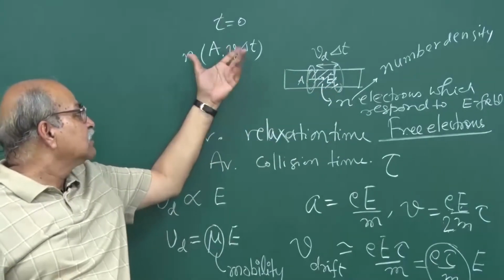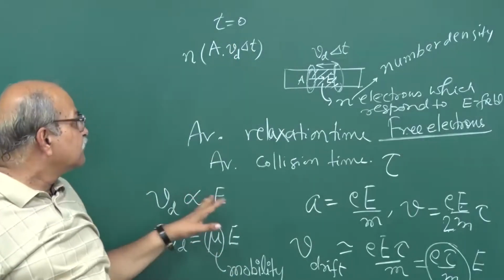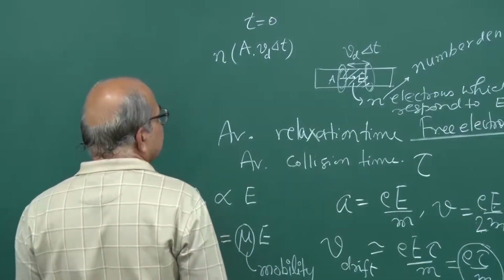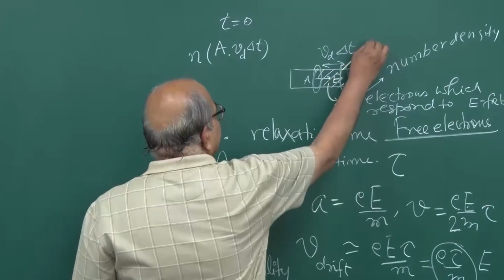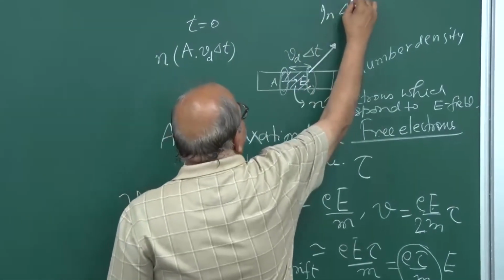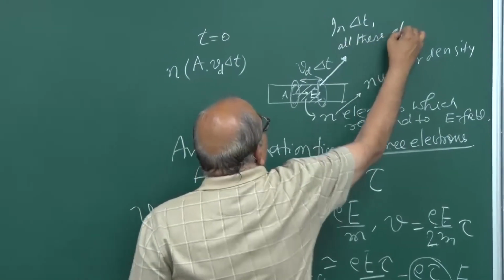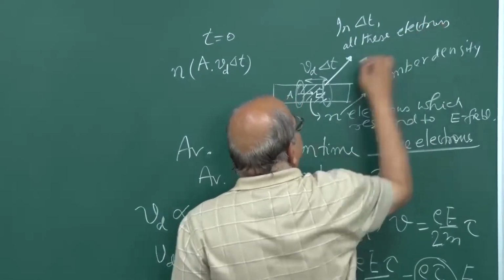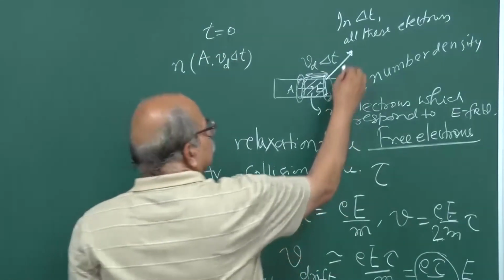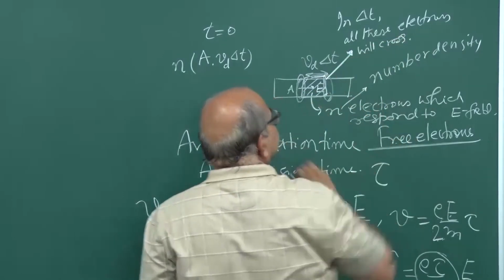These many electrons have achieved this drift velocity. And all these are going to cross this cross section here in time delta t. So in time delta t, all these electrons, which electrons? The electrons which are here, in this volume, will cross this cross section.